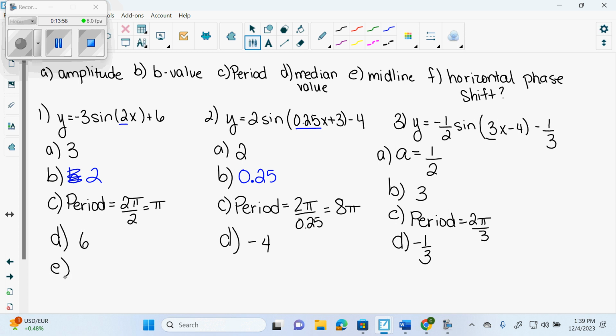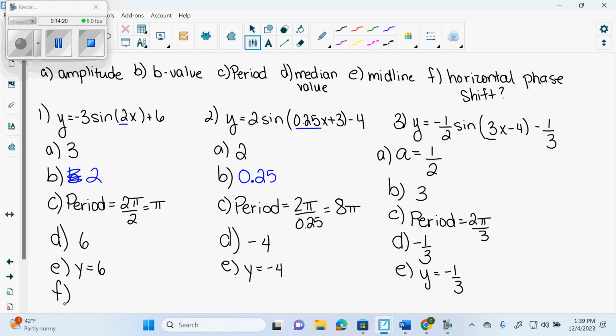What's the difference between the median value and the midline? Y equals. It's a line. That's the only difference. So it'd be Y equals 6. Y equals -4. Y equals -1/3. Now what about F?